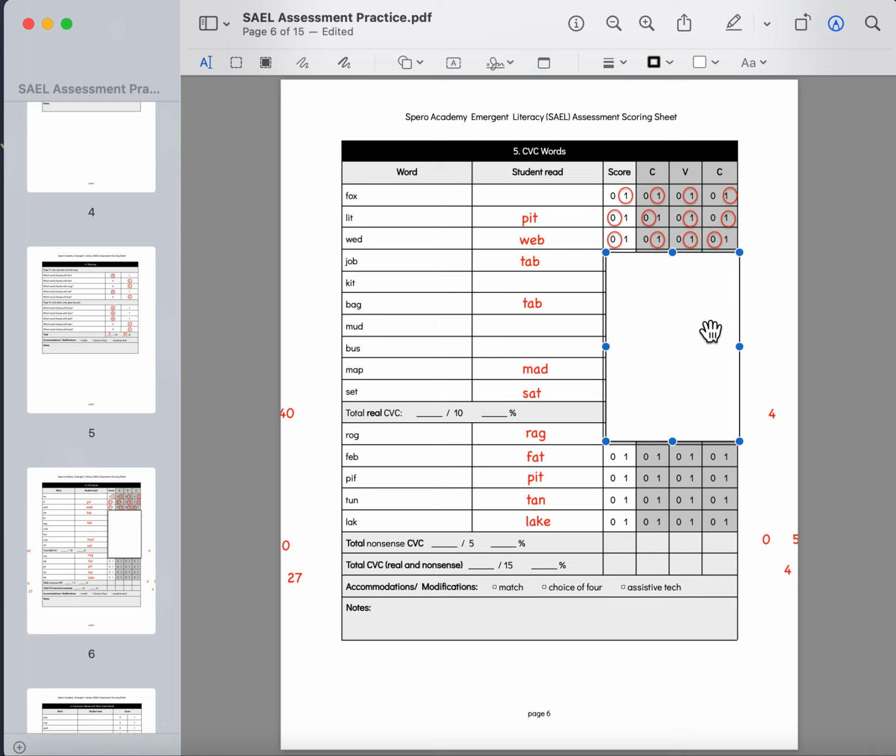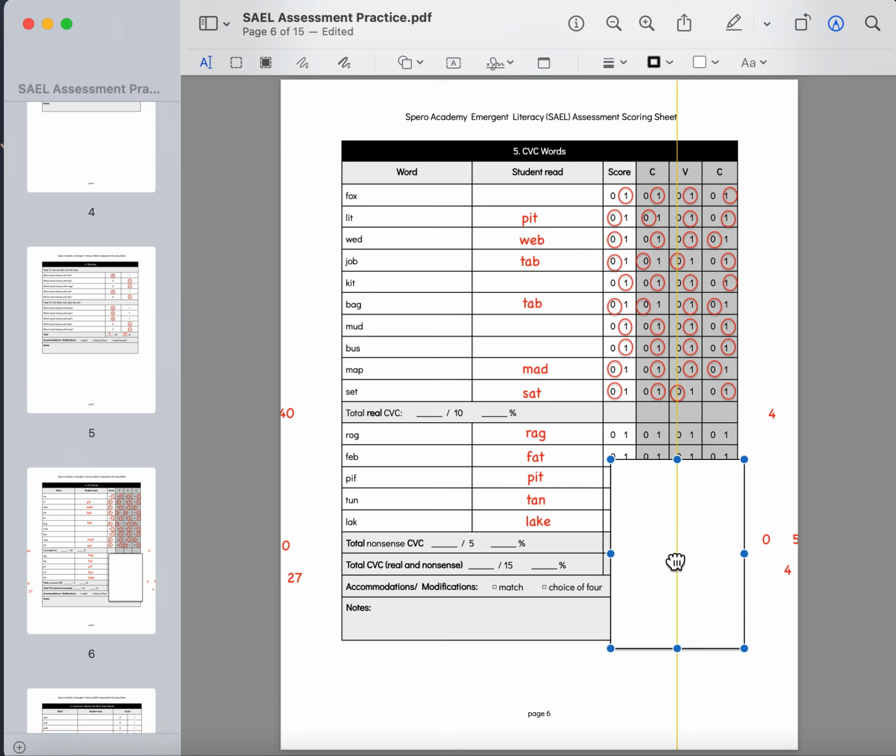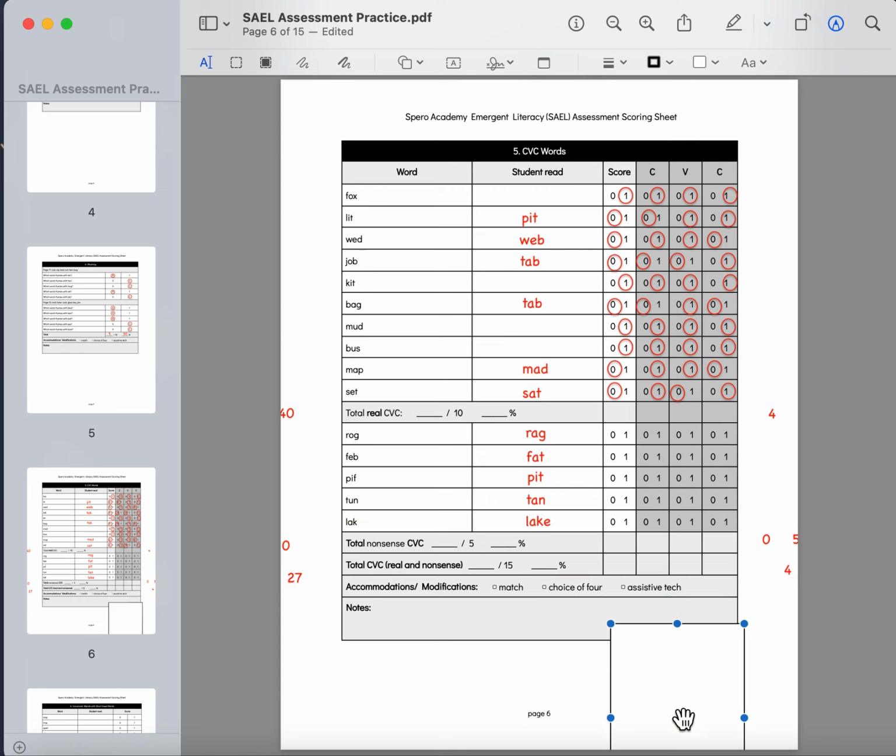Same thing for web. They got 1 for the initial sound. They got 1 for the medial vowel, but they missed that ending sound, so they got 0 for that. And I'll go through and do that for every single one. Then after that's done, I will write in the total for all of these real words. In this particular one, the student got 4 completely correct.